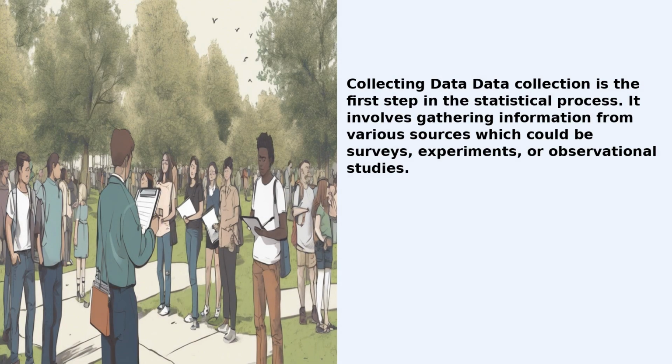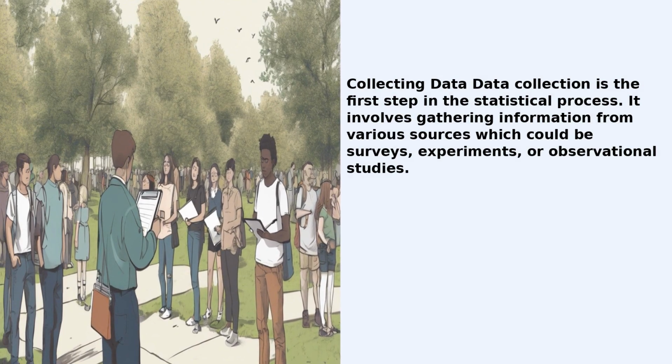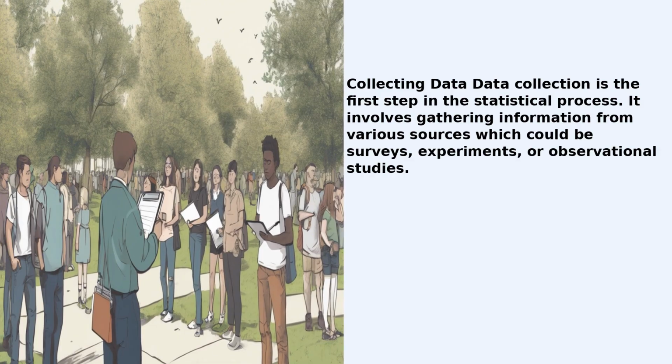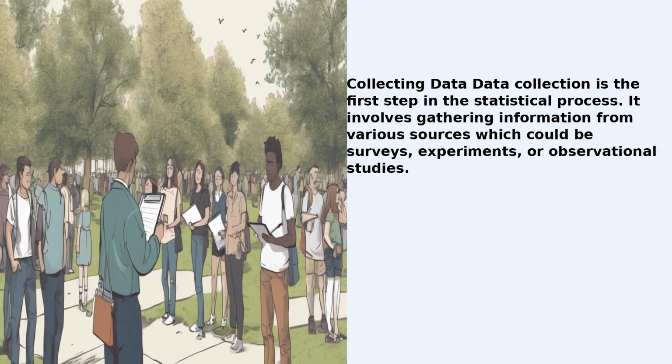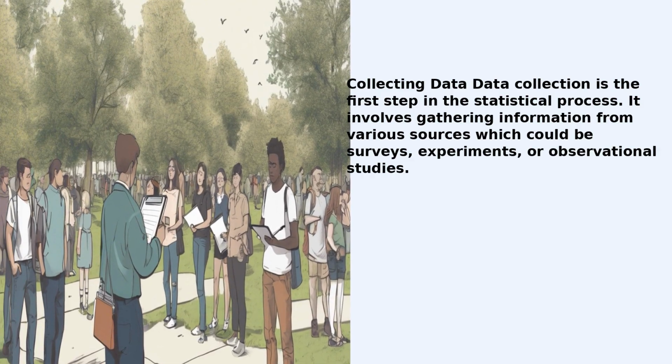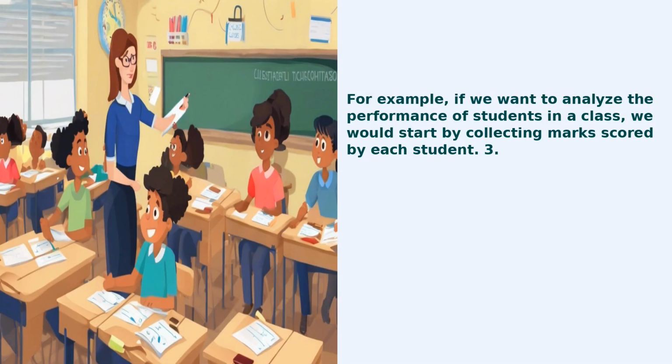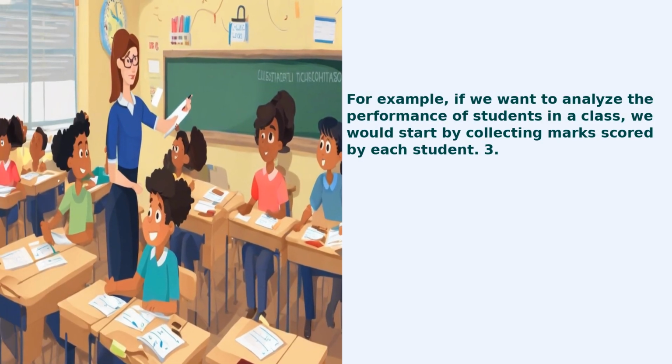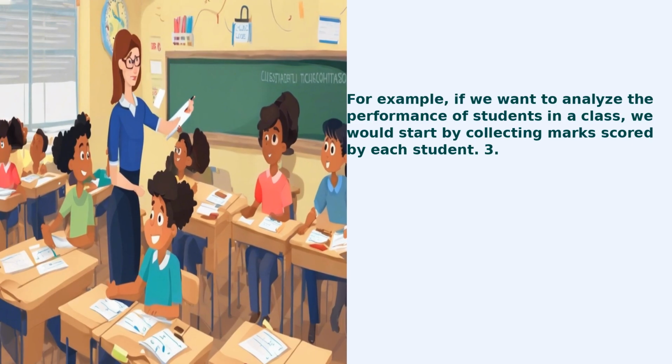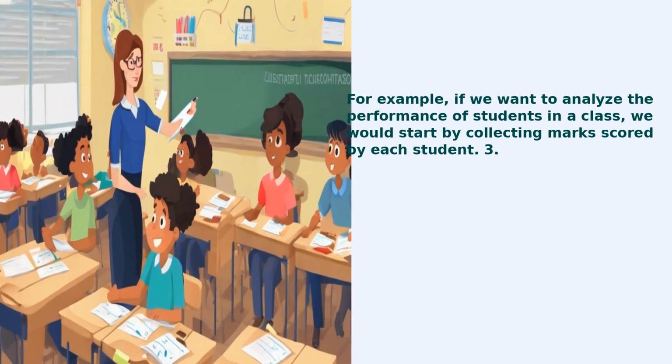2. Collecting data. Data collection is the first step in the statistical process. It involves gathering information from various sources, which could be surveys, experiments, or observational studies. For example, if we want to analyze the performance of students in a class, we would start by collecting marks scored by each student.